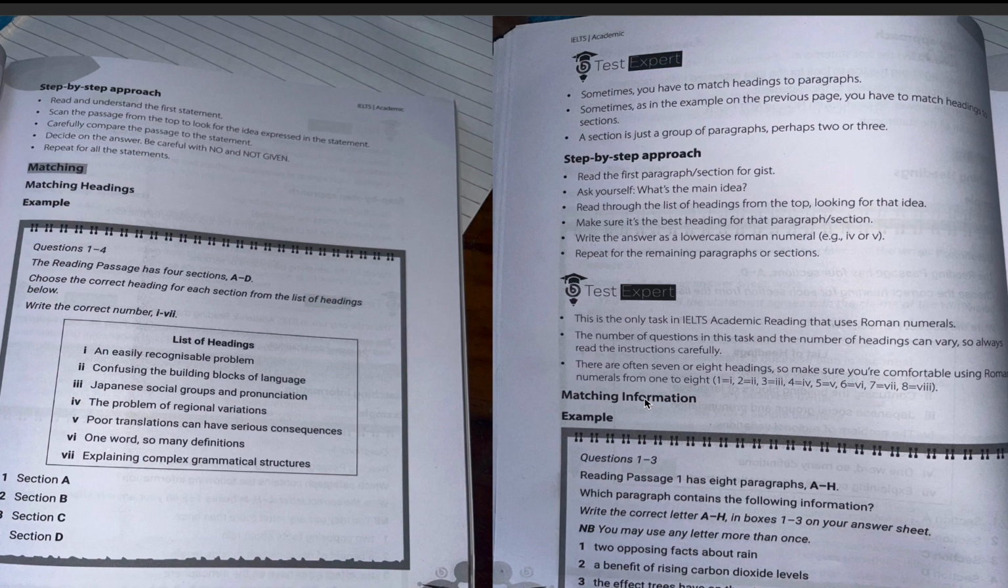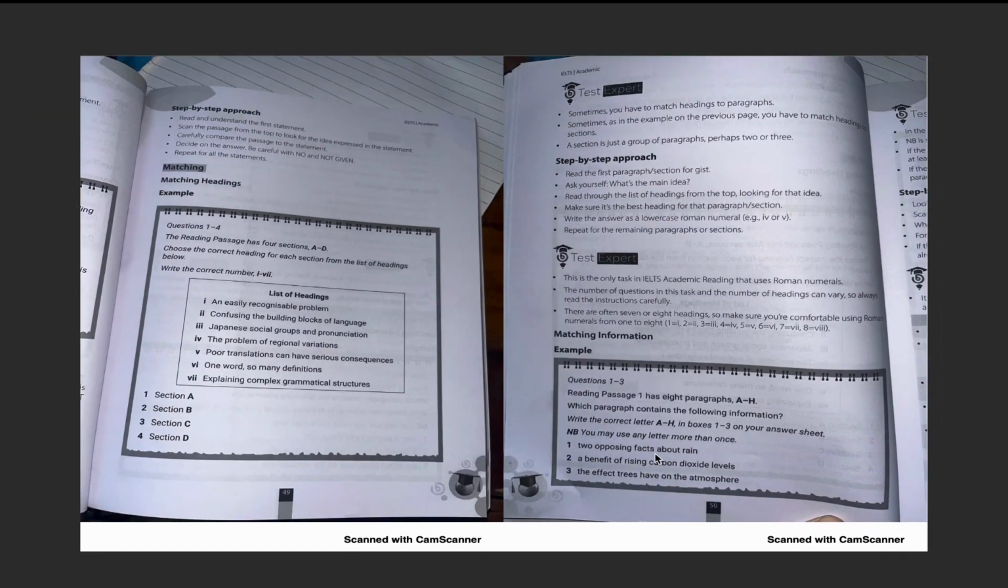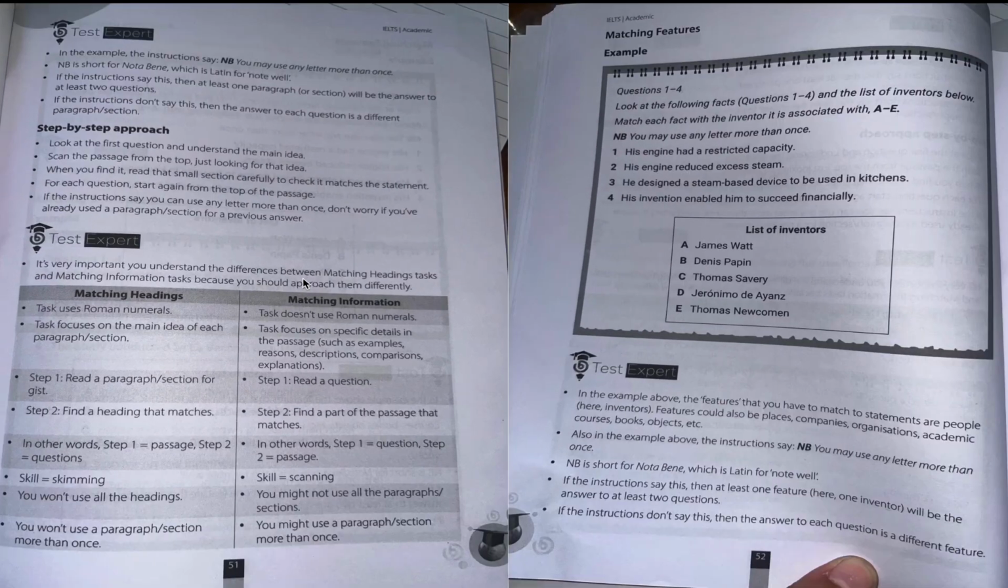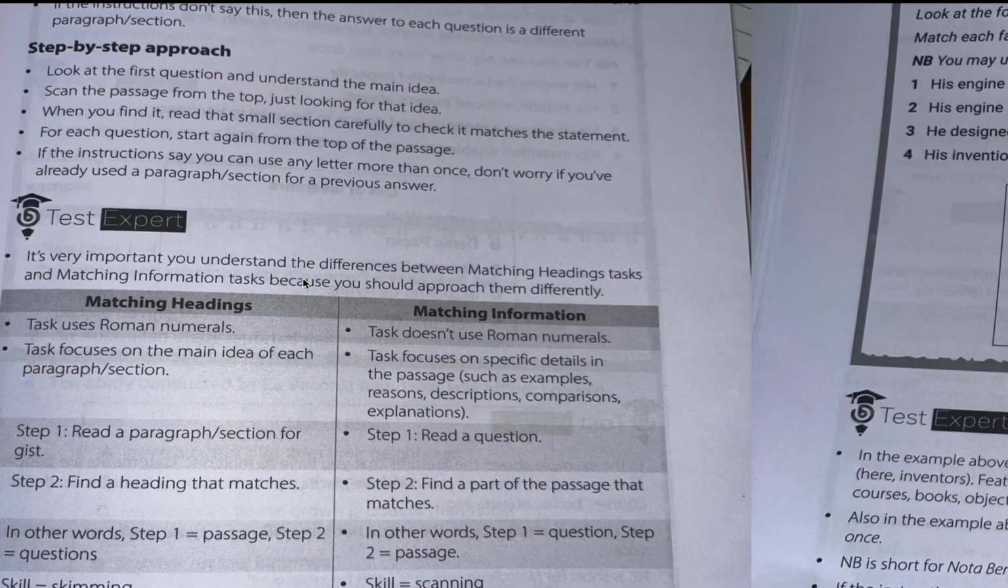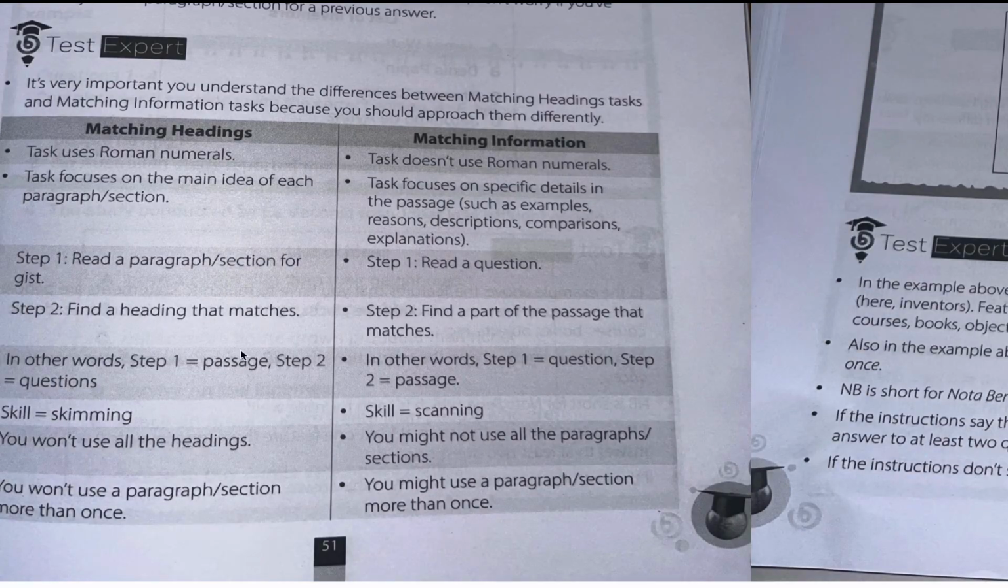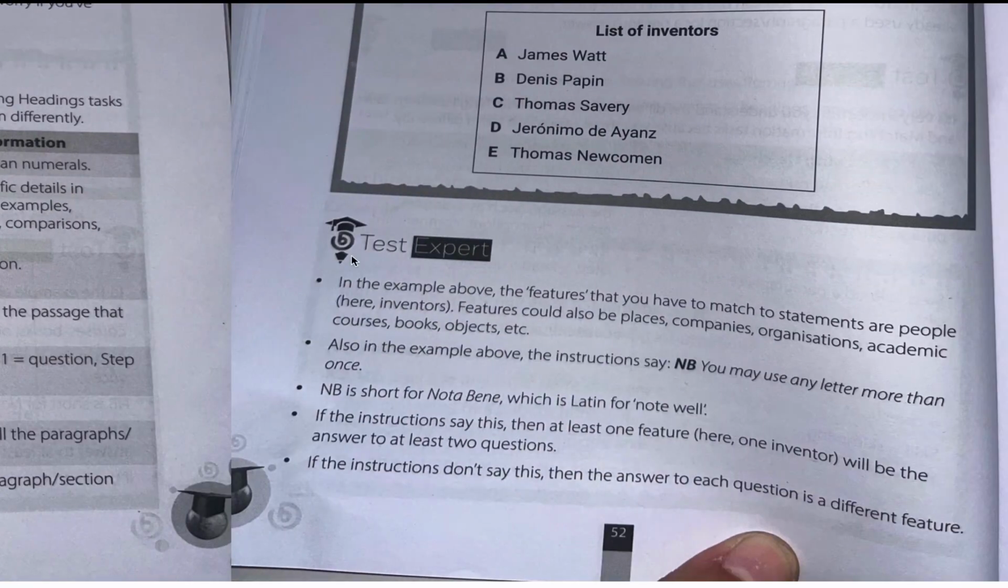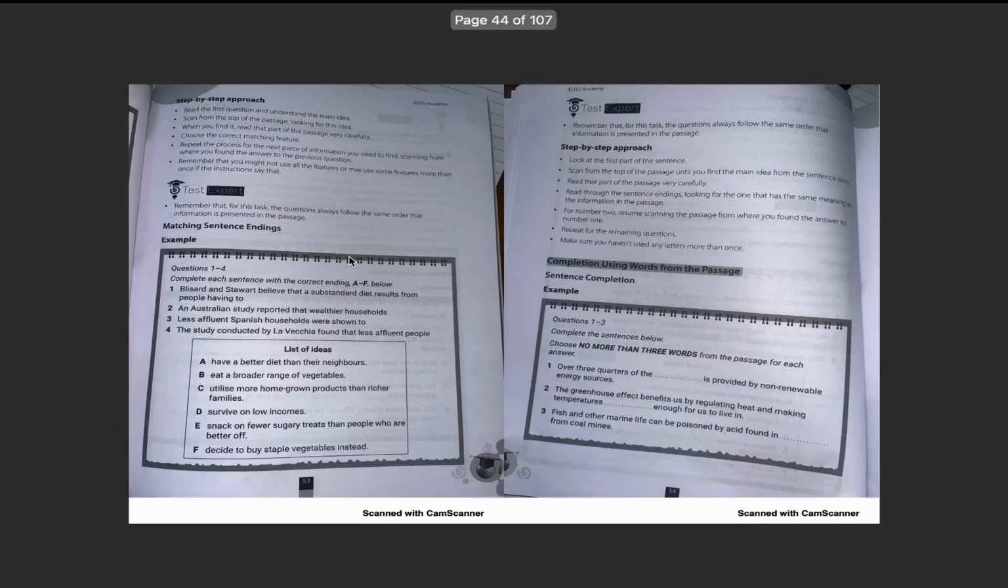Okay. Next we have matching information. You have a passage which has a certain number of paragraphs, and then information and NB. You know what NB is, we've discussed that in the earlier video. NB means that you may have more than one answer, so that also you have to do. I discussed this in the previous video.